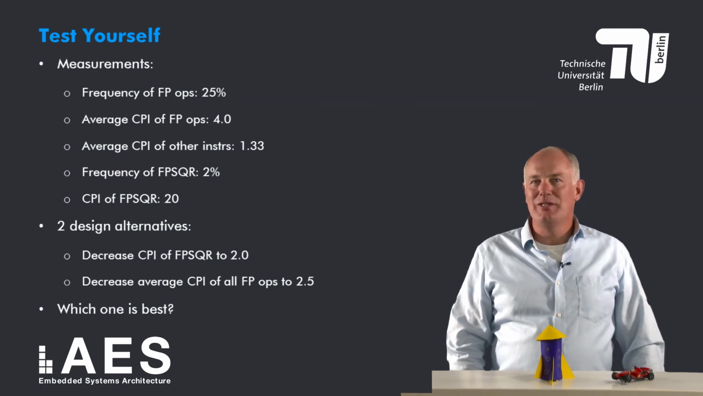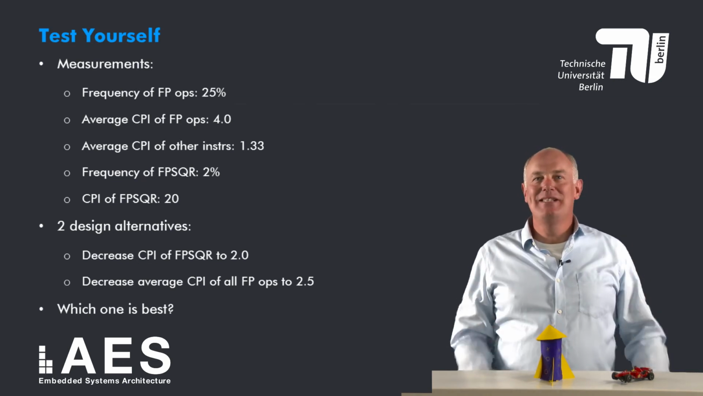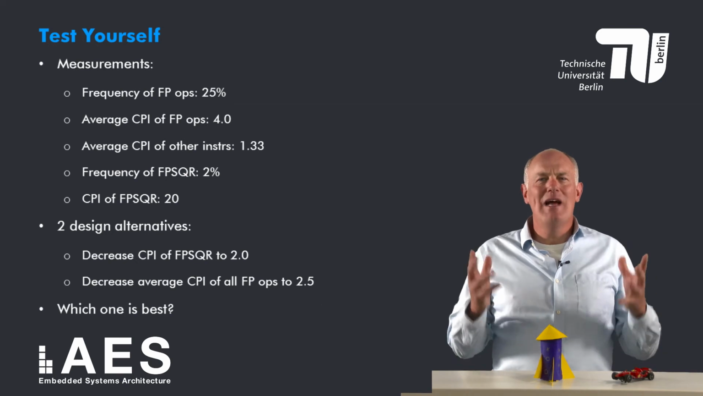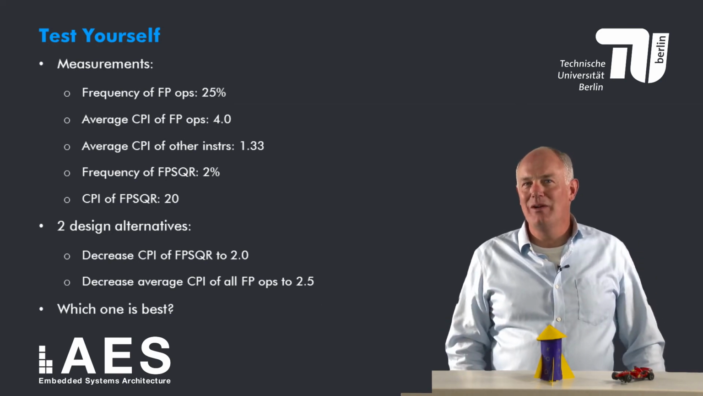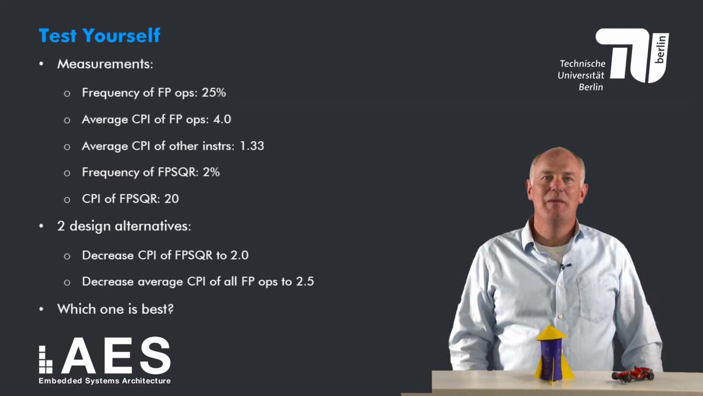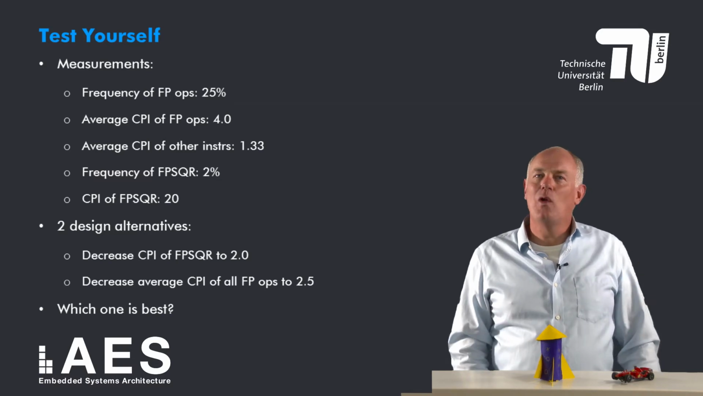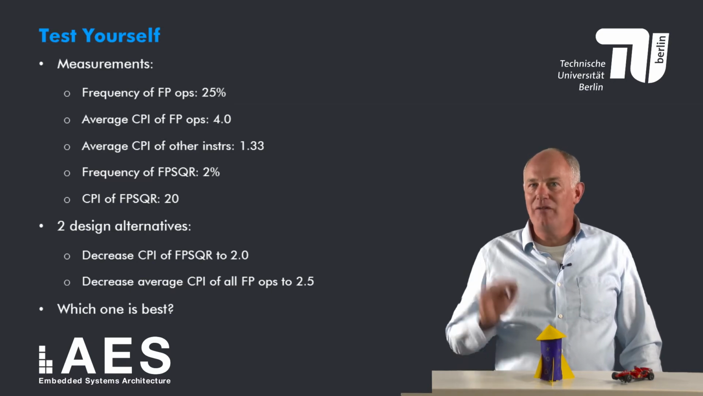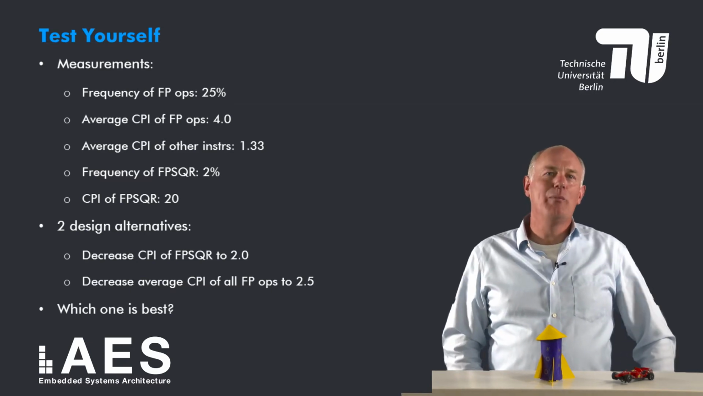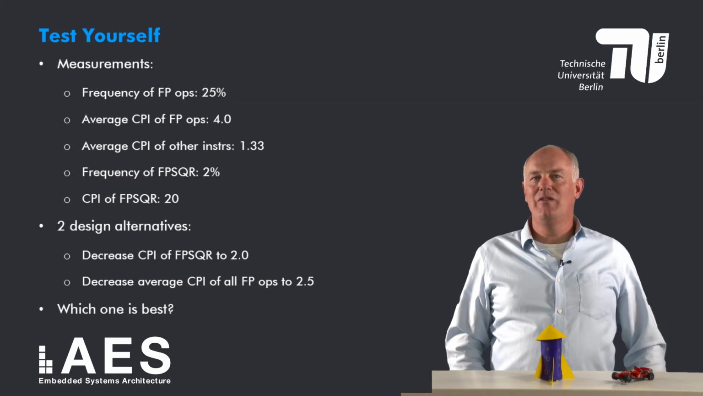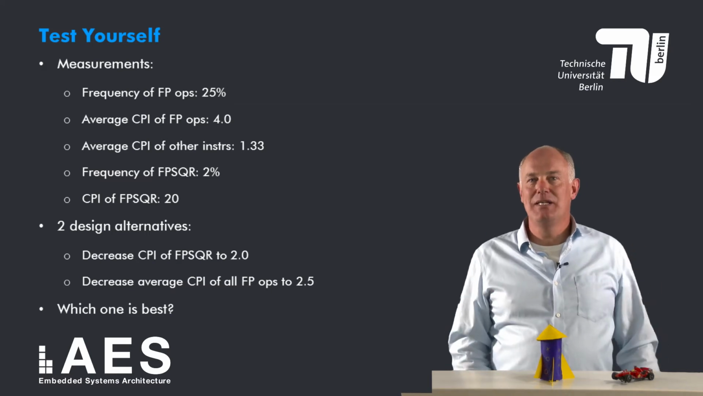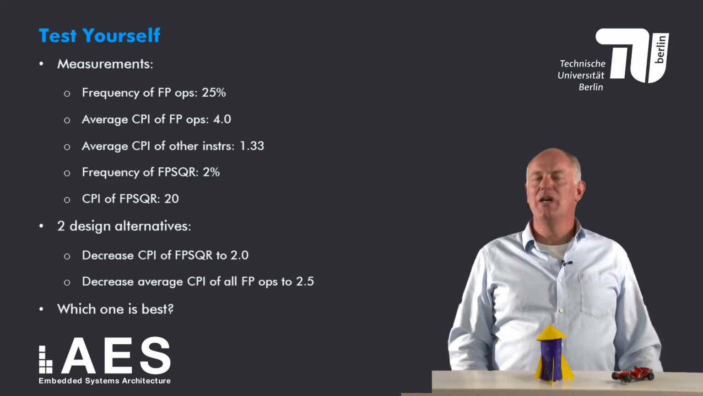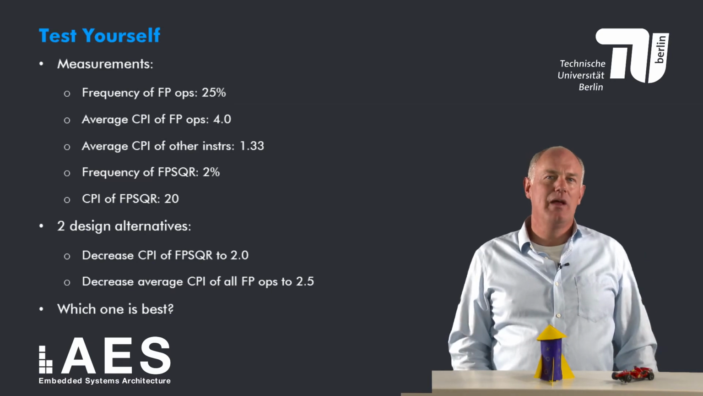Here's another test yourself question, which actually has been taken from the textbook. We ran a benchmark set on our computer and made the following measurements. 25% of all operations executed were floating point operations, and the average CPI of all floating point operations was 4.0, while the average CPI of all other instructions was 1.33.